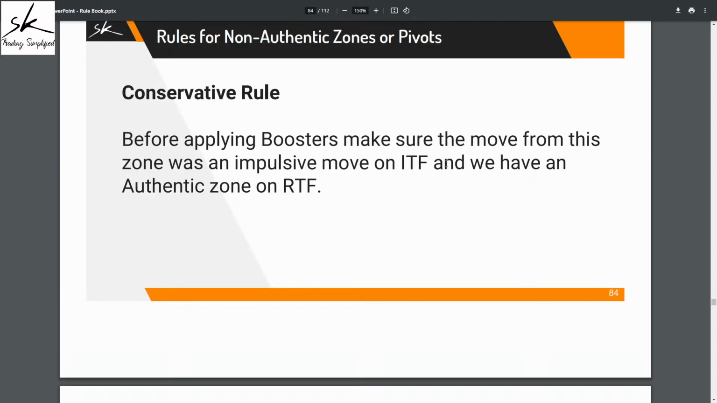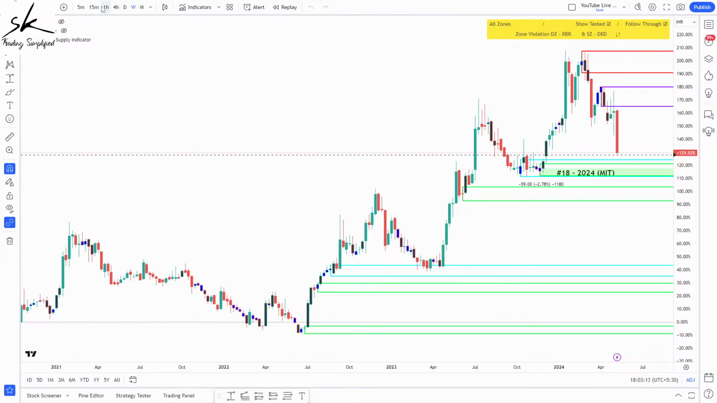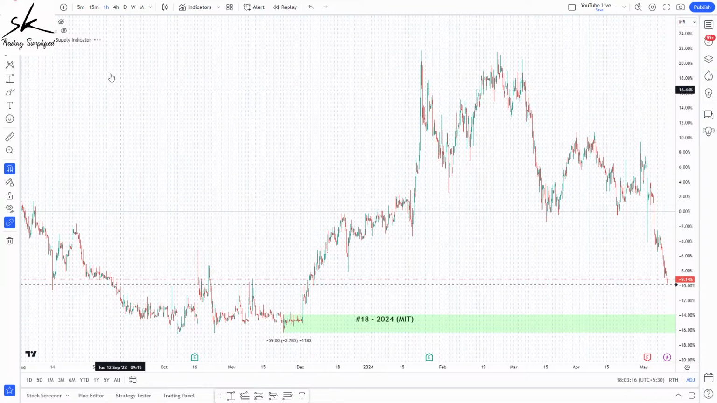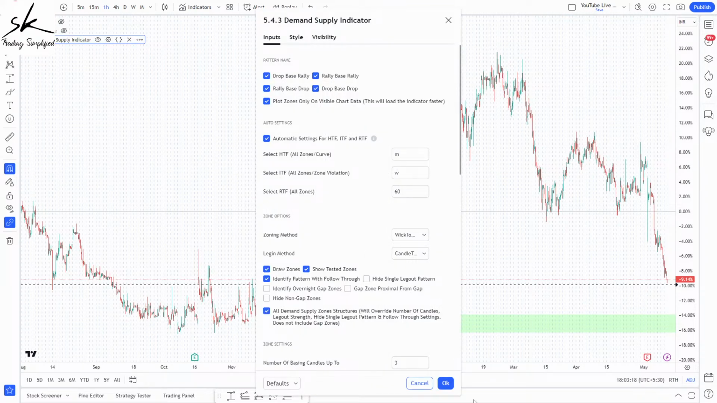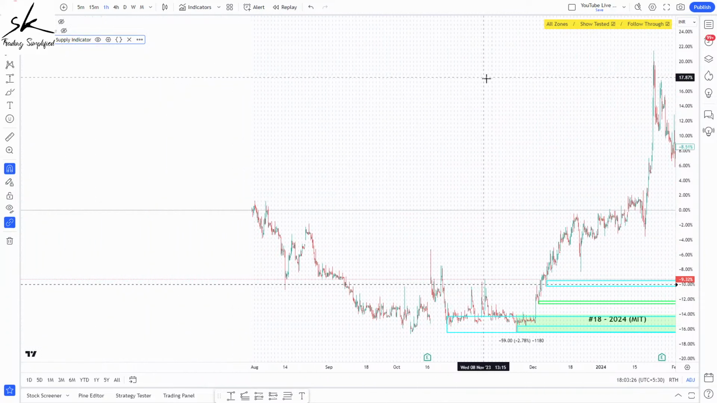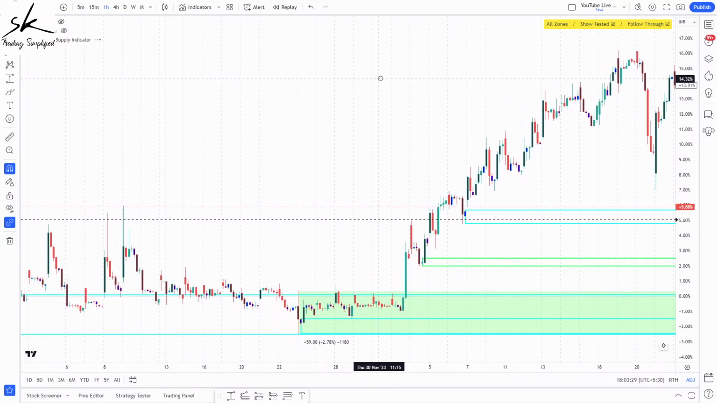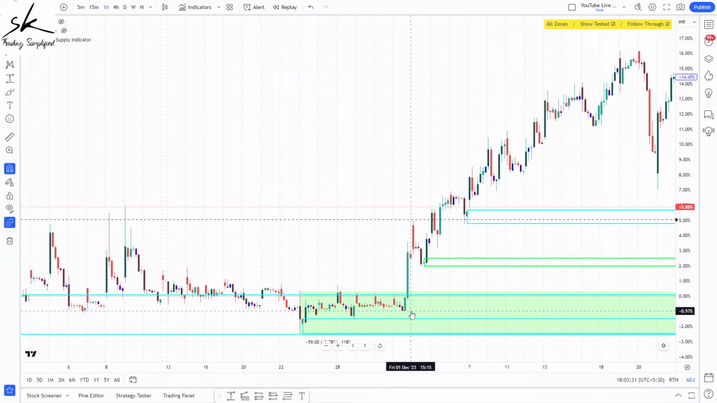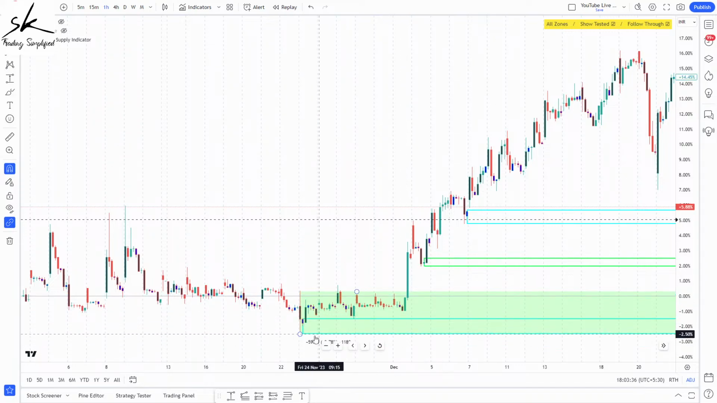Condition number two is that I also need to have an authentic zone on the refining time frame. Authentic zone means a rally based rally or a drop based drop. So if I go to the refining time frame, which in this case would be the hourly chart, I can also change this to all zones, because on the refining we don't require, in fact I already have refining defined, so I don't need to change the settings. The indicator will do it automatically for me. So you can see inside my lower time frame zone on the refining time frame, I don't have an authentic zone, which is a rally based rally. Here we have a drop based rally structure.